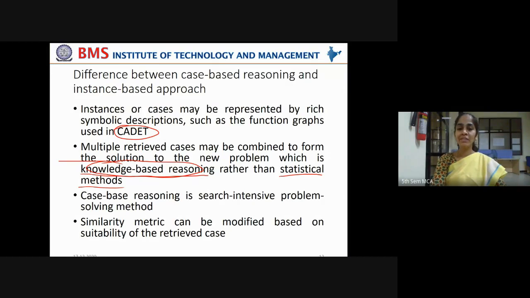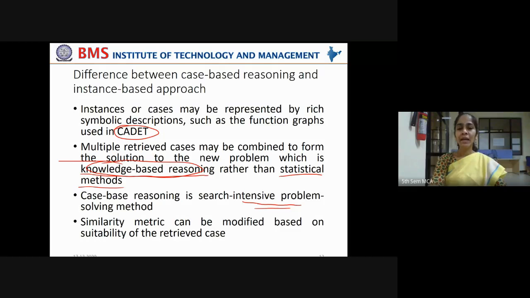And case-based reasoning is a search-intensive problem-solving method. It will keep on searching for every possible match between the current problem and the existing problem solution. Right? It rigorously searches in the library for the solution. Only if the solution is not available, then a new solution is developed. So case-based reasoning is a search-intensive problem-solving method. First it searches, only then it solves.